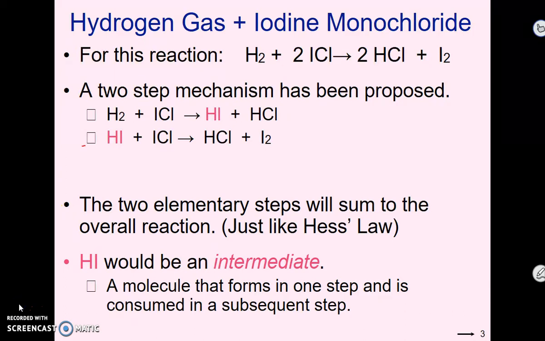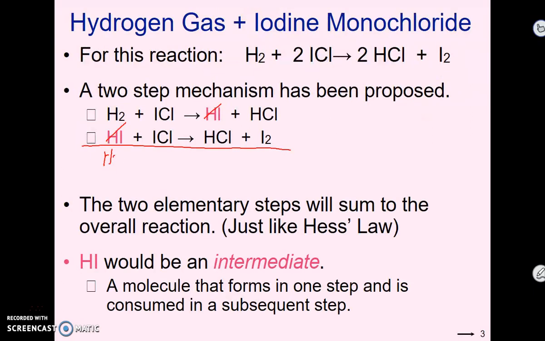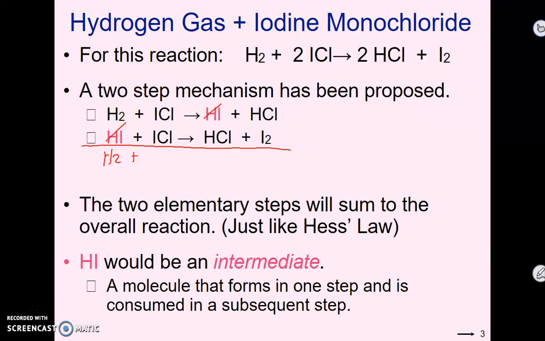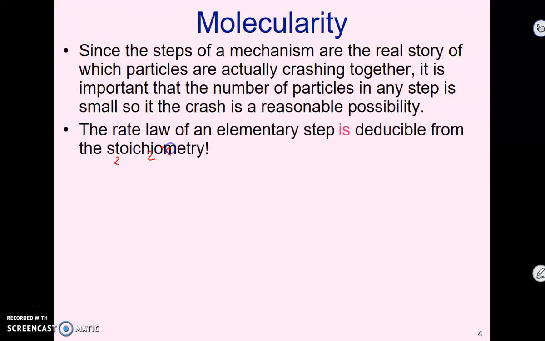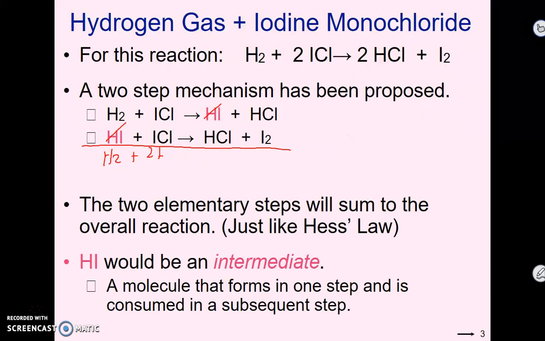Just like when we did Hess's law, if you add up these two reactions, this cancels because it's on both sides, and we have H2 left, plus 2 ICl. I'm going to write it with the mouse.